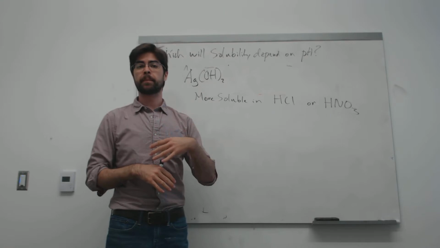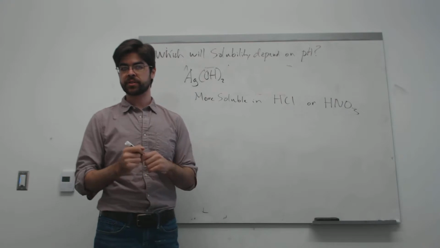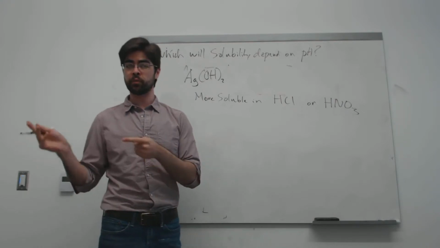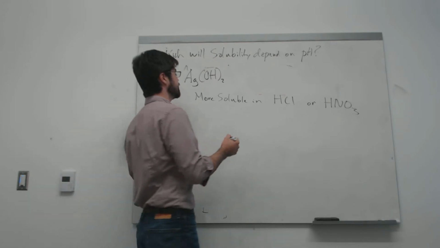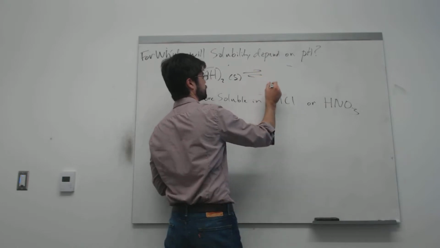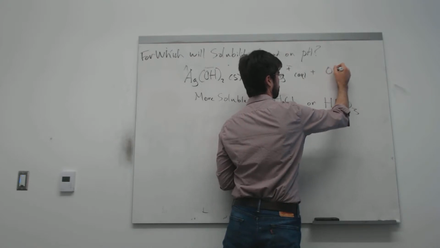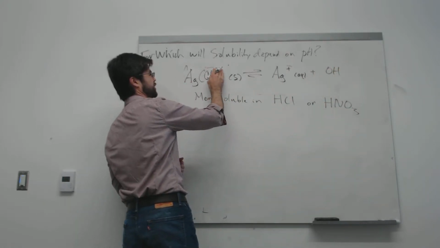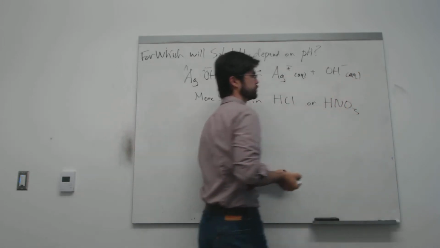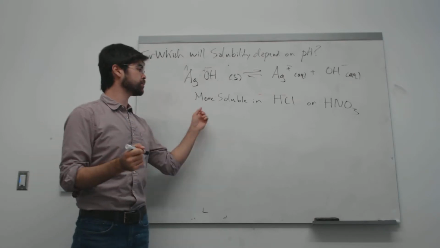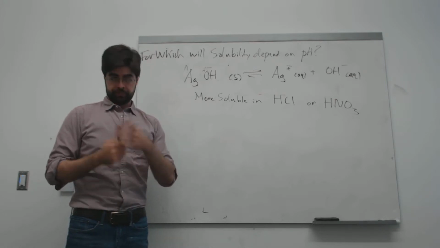So take a moment, make a prediction, think about what is going on in this solvation process. What is going on when silver hydroxide dissolves? Are there any reactions that might affect that equilibrium? Oh, I'm sorry. Silver hydroxide actually only has one hydroxide ion. So take a minute, make a prediction if you think it's going to be more soluble in HCl or nitric acid. So make a prediction.